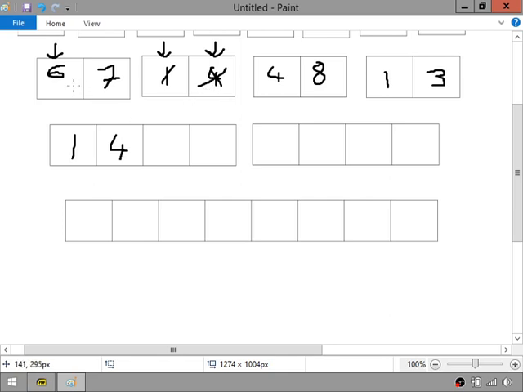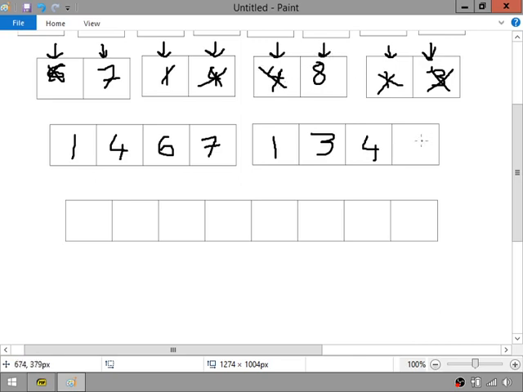Now 6 is left. We've got nothing to compare it with, so we just write it in. Now we've only got 7 left. There's nothing to compare it with, so we just write it in like that. Let's try that again on this side. Let's compare 4 with 1 and shift that over. Let's compare 4 with 3. 3 is smaller. And we haven't got 4 to compare anything with, so let's just write that in. And we haven't got anything to compare 8 with, so just write that in as well.